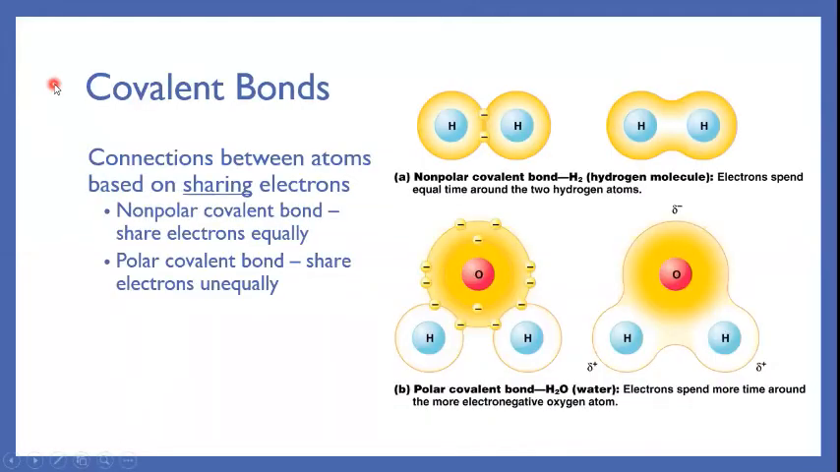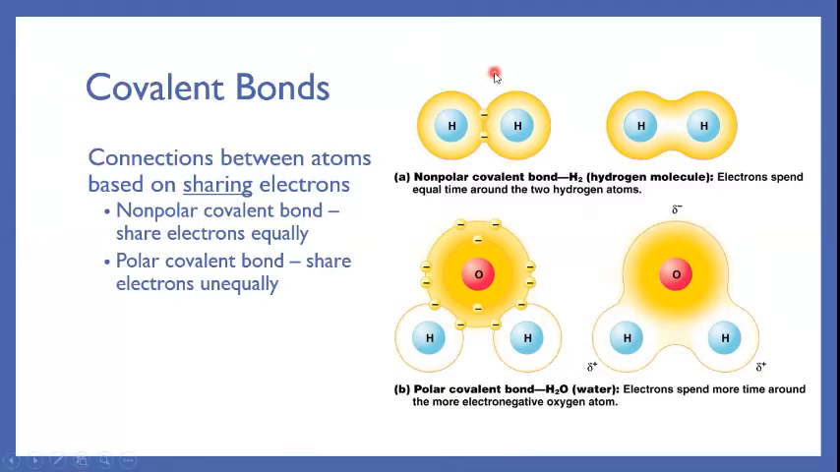A different type of bond is called the covalent bond. This is a connection between atoms based on sharing the electrons instead of, like in our previous example, the taking of an electron. The chlorine took the sodium's electron, balancing out their outer circles. But here they don't take, they share.